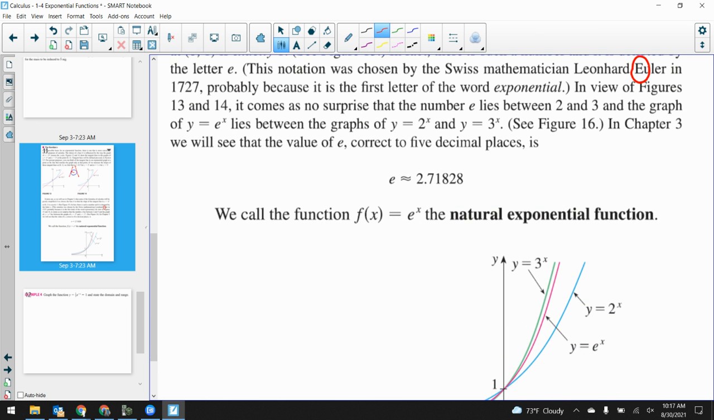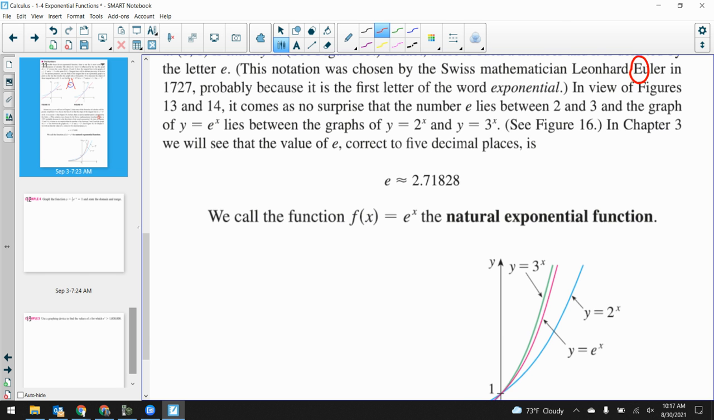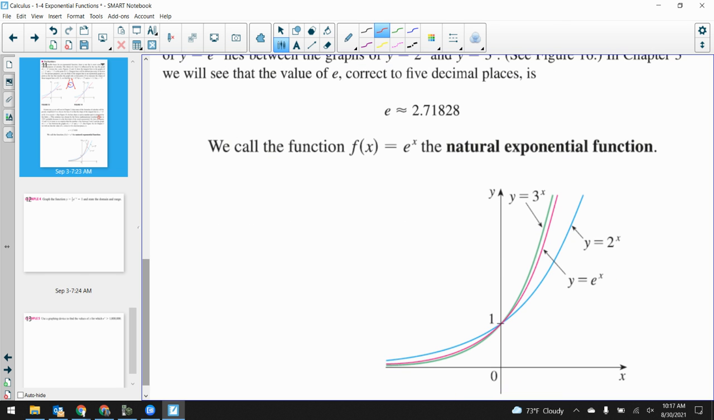In chapter 3, we will see the value of e correct to five decimal places, and we'll talk a lot more about e later on. But for our purposes right now, we just need to know that e is a little bit closer to 3 than it is to 2. It's 2.71828. It's an irrational number that goes kind of random, just like pi, 3.14159. It does not have any terminating or repeating decimal places.